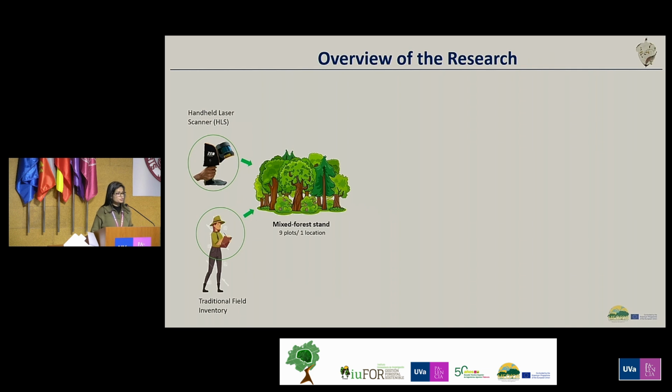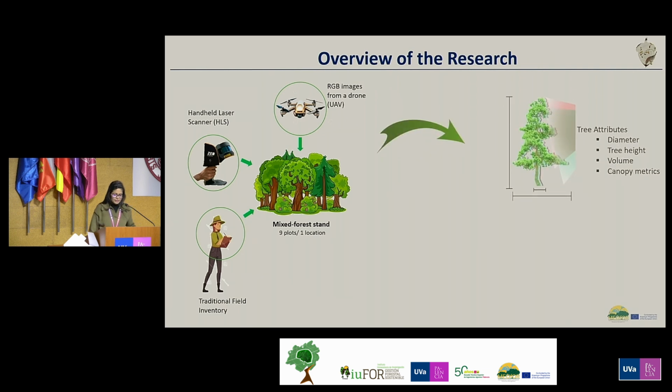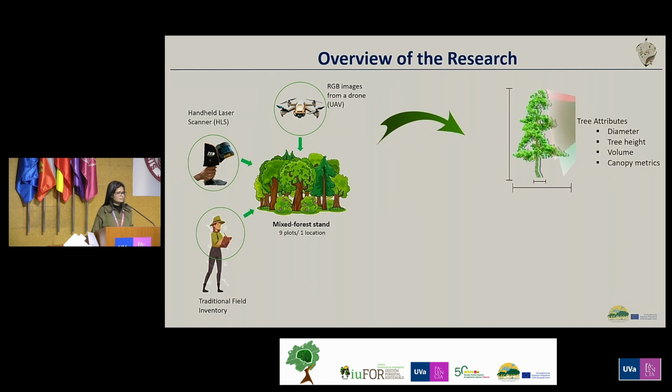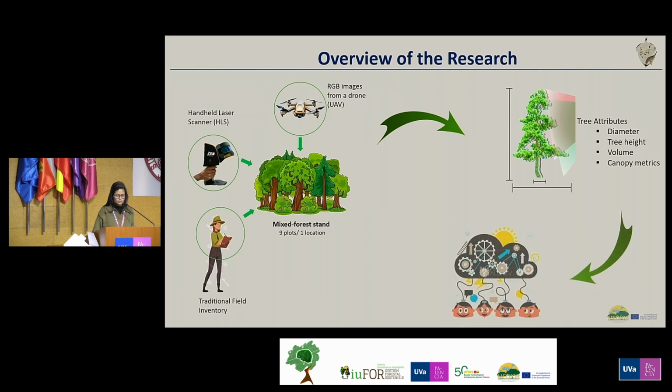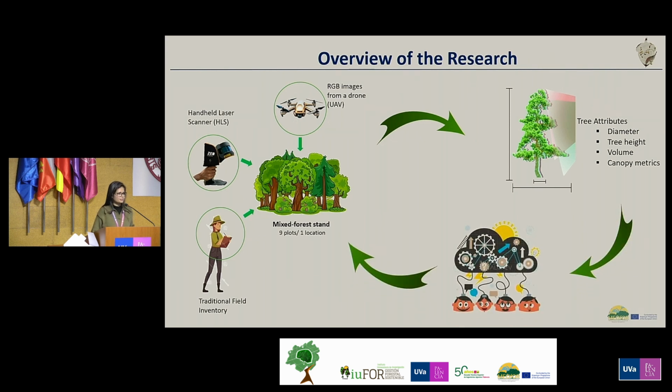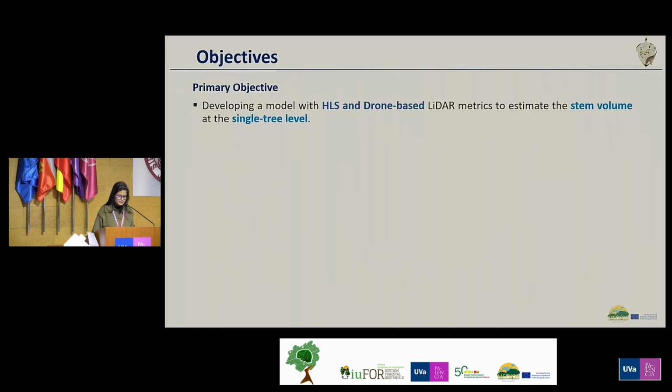I had a mixed forest stand with 9 plots, and I collected data using 3 different sources. First of all, I collected data using the traditional field inventory method, and then I scanned 9 plots using a handheld laser scanner. And then we flew a drone over the canopy to scan the whole stand. Then I wanted to extract the tree attributes and create a model for predicting the volume of single trees.